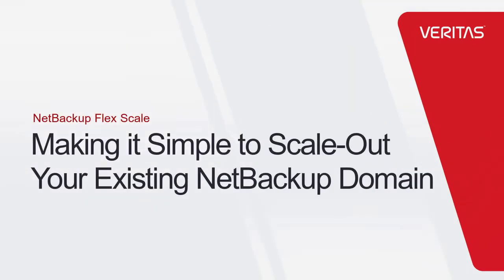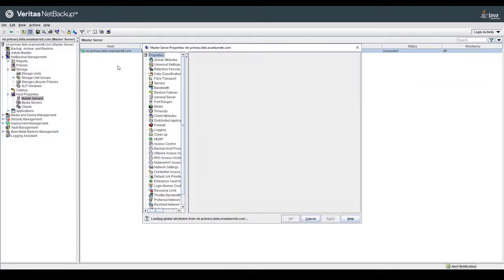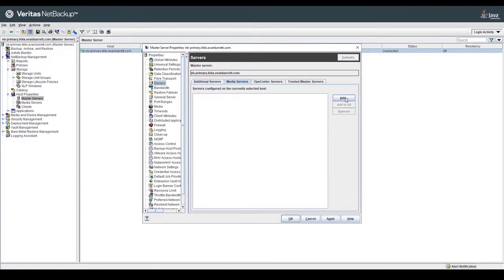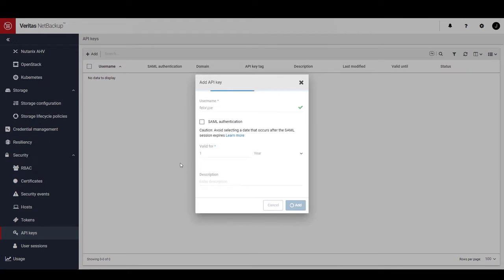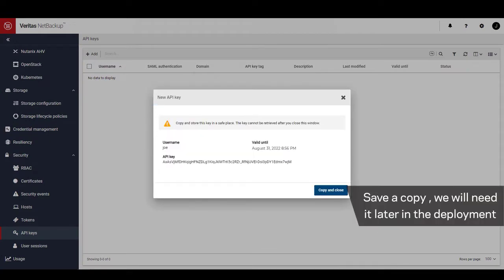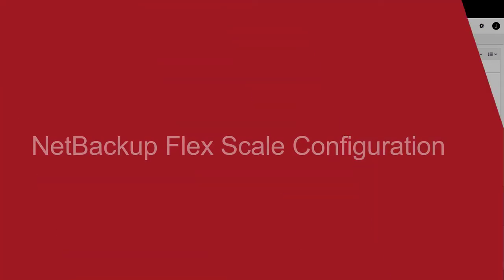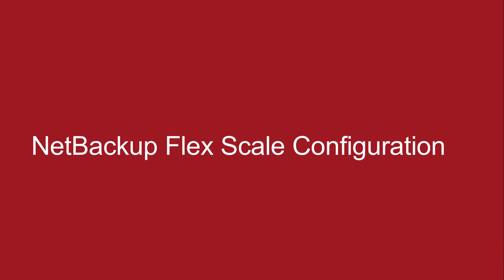In this video, we will see how NetBackup Flex Scale has been designed to make deploying a multi-node cluster that scales out your existing NetBackup domain super easy. To prepare, you simply add a media server to the existing domain, as well as an API key, which we will need later in the deployment.